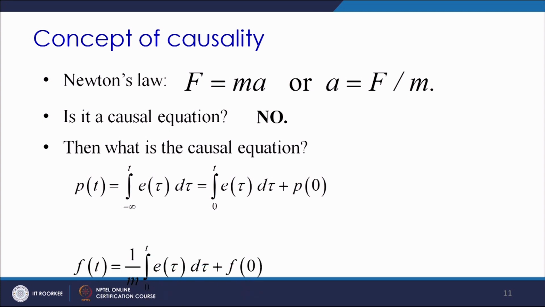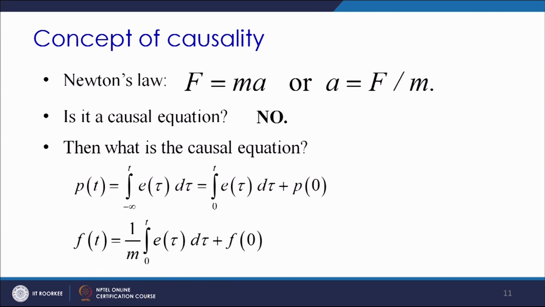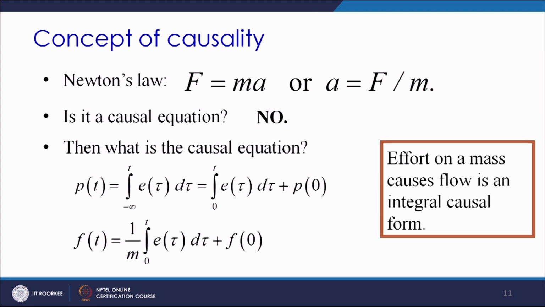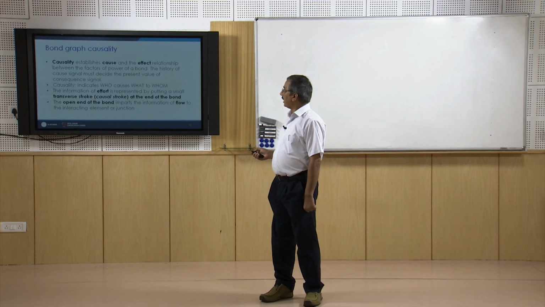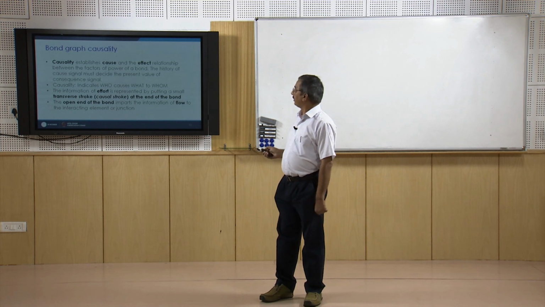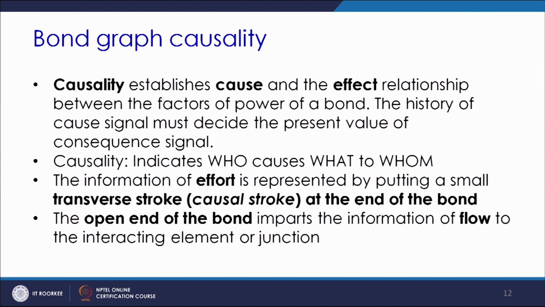Or I can write it in terms of our power variables of the bond graph, that is the effort and flow. So, I can write flow as 1 by m into the integration of effort. This equation is called the causal equation. So, here effort on a mass causes flow, and this is an integral form of equation. Now, these causalities establish a cause and effect relationship between the factors of power of a bond. The history of the cause signal must decide the present value of the consequence signal. This also indicates who causes what to whom.